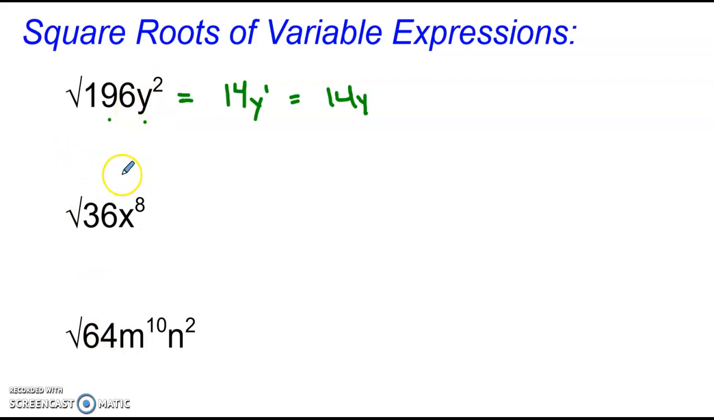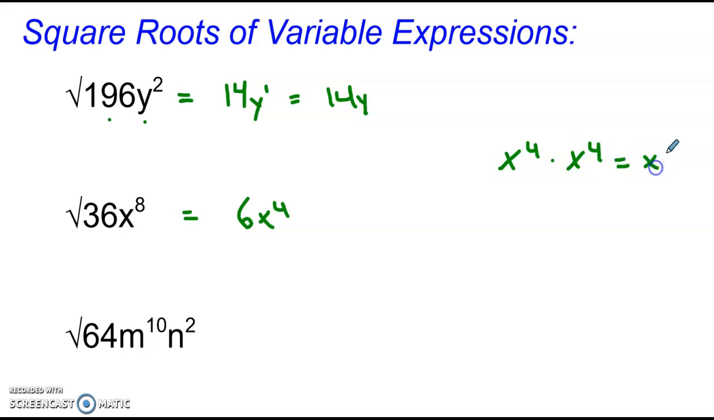Now, apply that same logic to the next one here. The square root of 36x to the 8th. Well, the square root of 36 is just 6, so that comes out of the radical. And then again, it's the same logic here. What exponent has to be squared in order to get 8? Well, in this case, it's going to be x to the 4th. Because if I take x to the 4th and square it, x to the 4th times x to the 4th gives me x to the 8th.